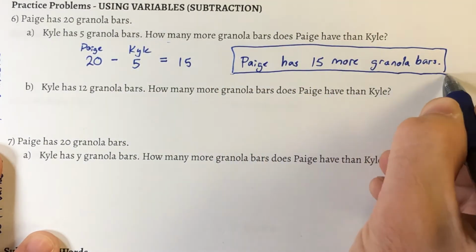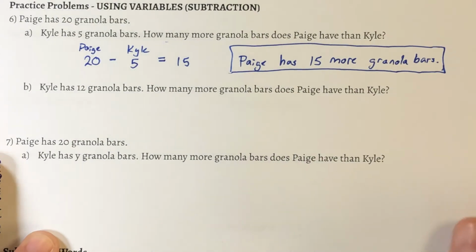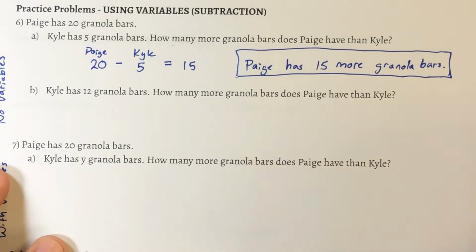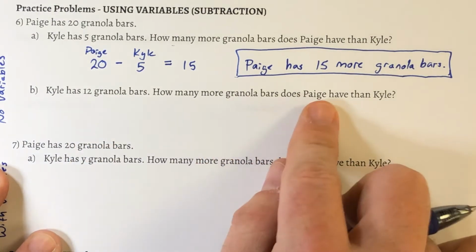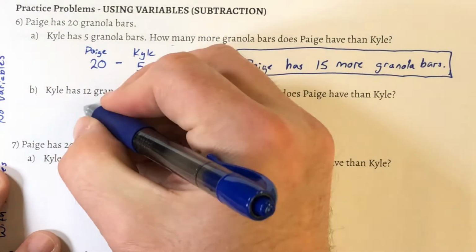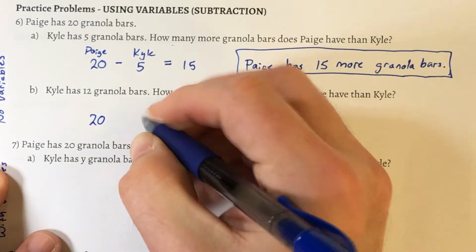Because she's got 20, he's got 5, so that means she's got 15 more. All right, next example. What if Kyle has 12 granola bars? How many more granola bars does Paige have than Kyle in this situation? So again, Paige has 20.